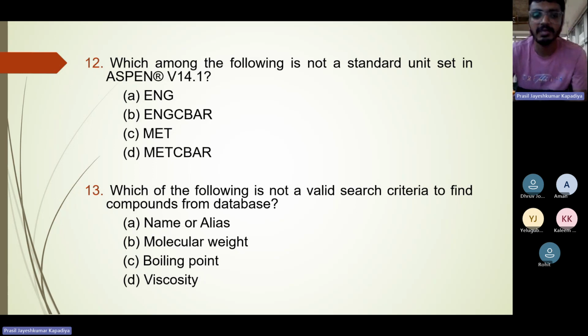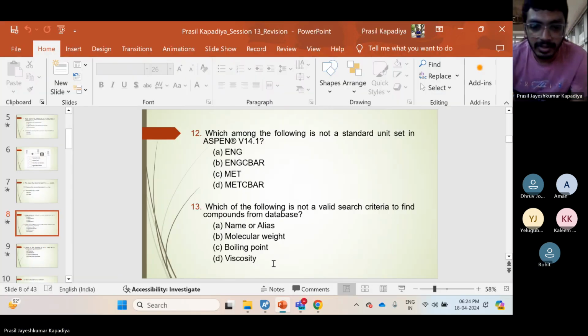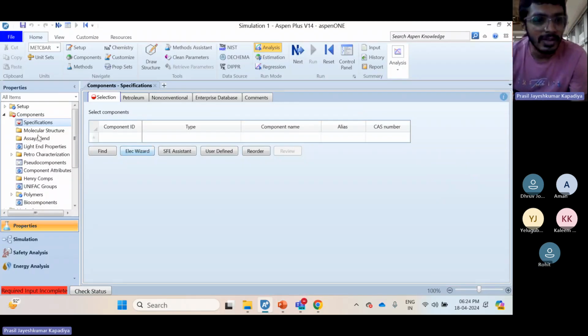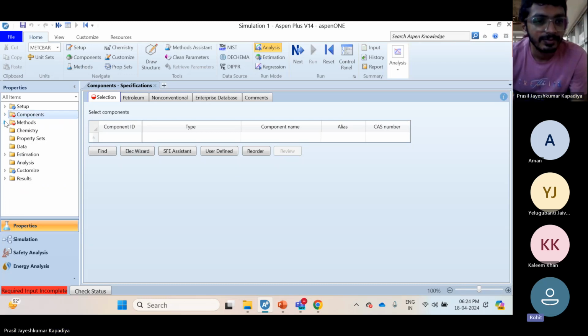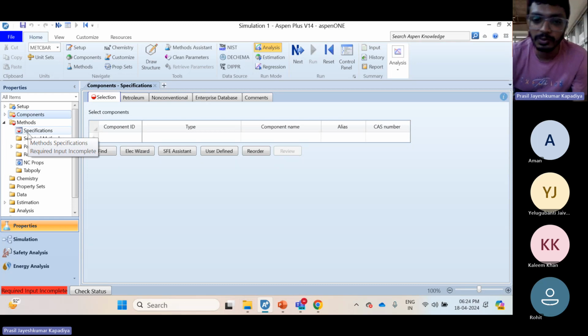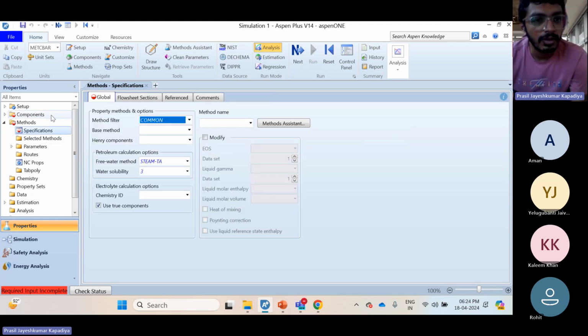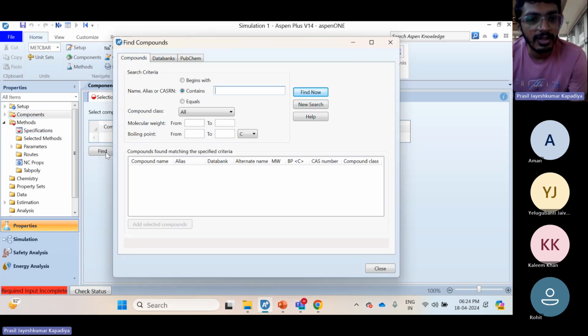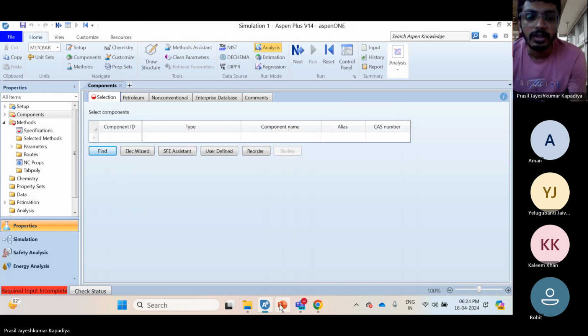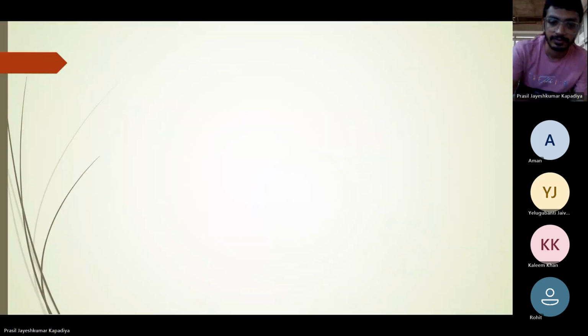Okay, what is the answer? Viscosity. It is viscosity. Who is this? Whoever is answering, can you please tell your name? Rohit. Okay. So Rohit, we can see from here that we can find from name or alias, then molecular weight and boiling point. We can't calculate based on viscosity.